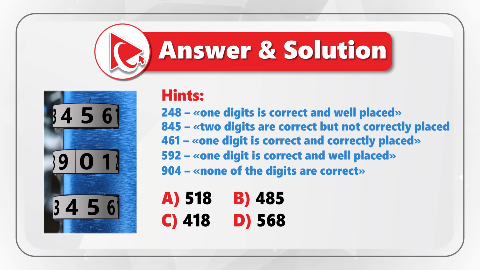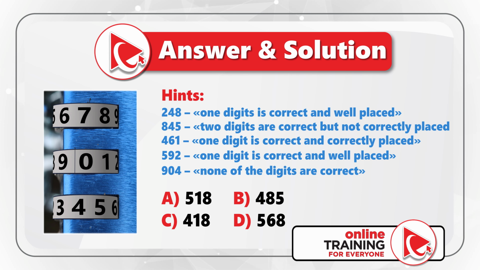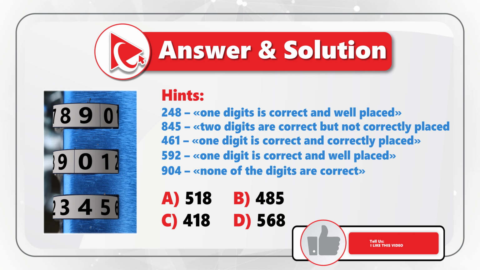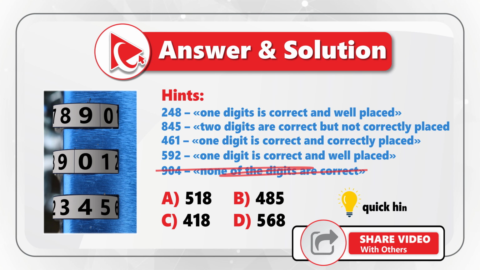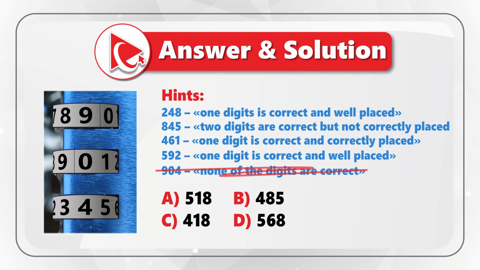I'm going to start with hint number 5, because it's the most helpful of all. Once we've learned that in combination 904 none of the digits are correct, we can eliminate 2 possible answers. We can eliminate both choices B and C, because both of them have digit 4, which is an incorrect digit. Let's continue elimination to get to the correct answer.